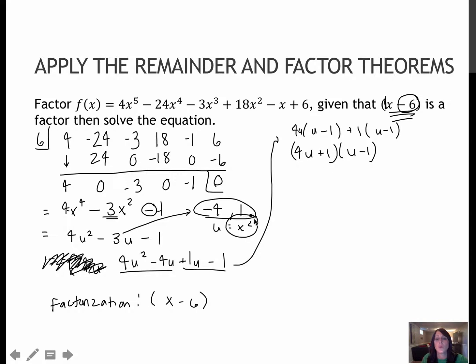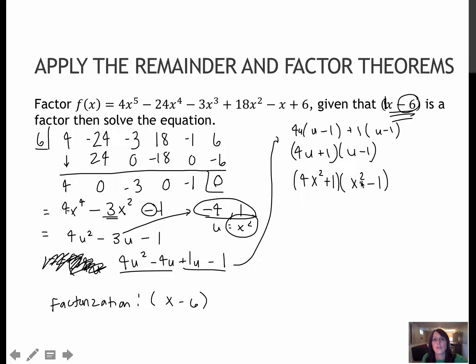I already said that u is the same as x squared, so I'm going to pop that x squared back in there. If you don't know what I'm doing here, make sure you go back to that lesson on factoring in a quadratic form. This is x squared minus 1.